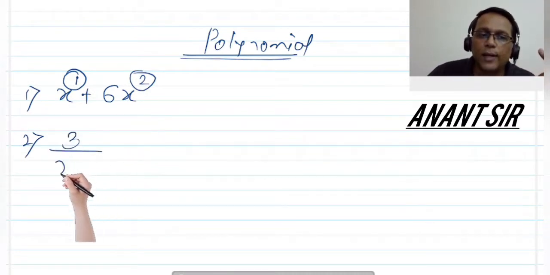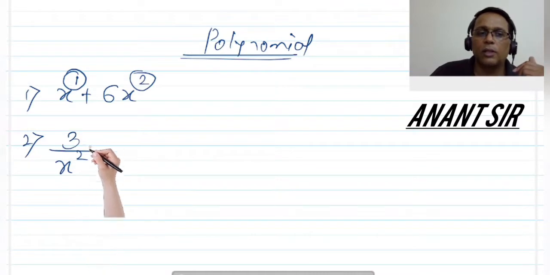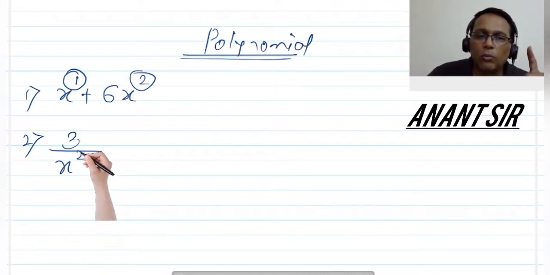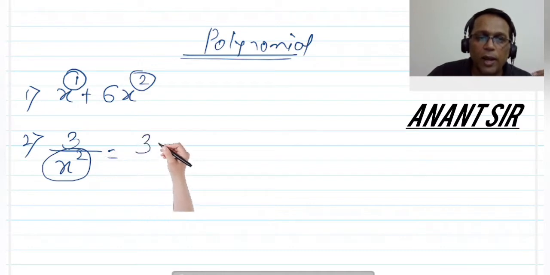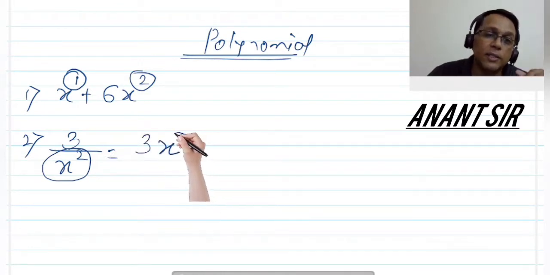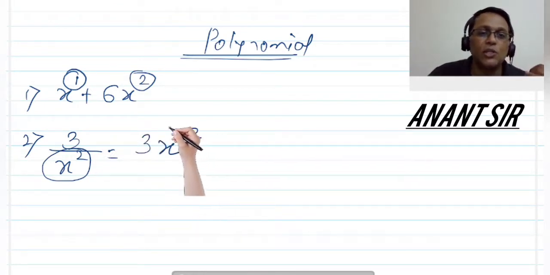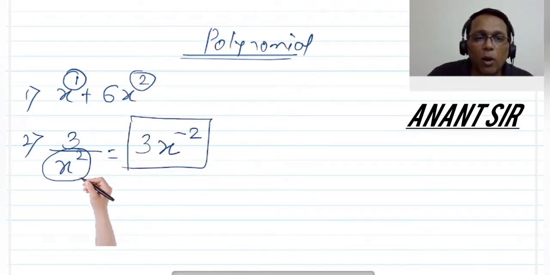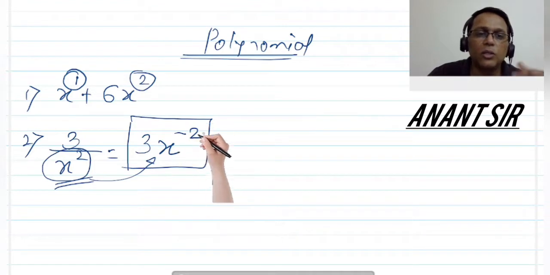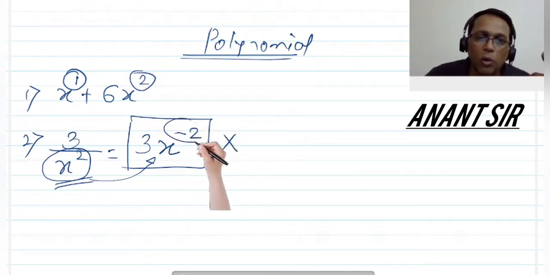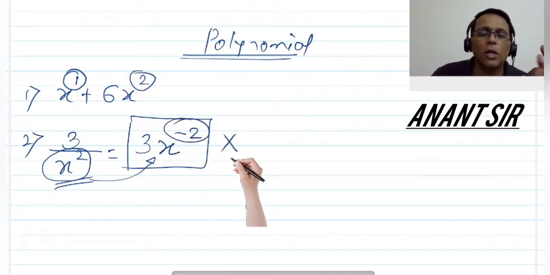So for example, if it is like this, then this is not a polynomial. Here the variable is in the denominator, so first of all, I will have to take it in the numerator. The sign of the power will change. Now see, 3 upon x square is nothing but 3 into x raised to minus 2. Now this is not a polynomial because the power is not a whole number.